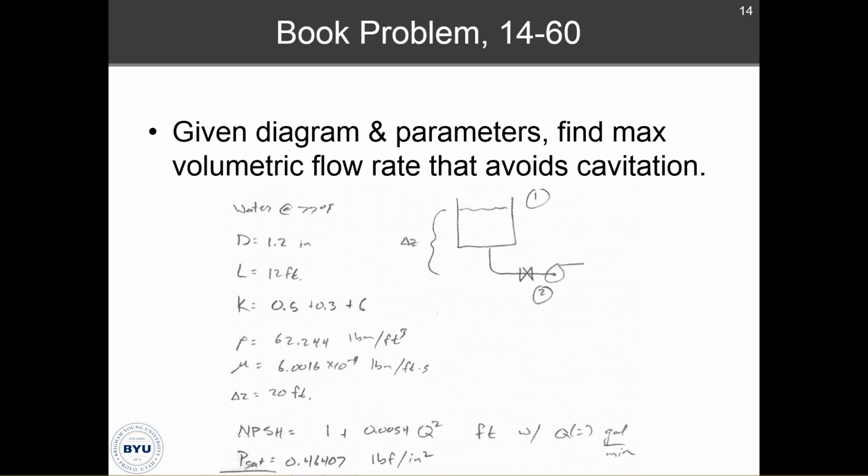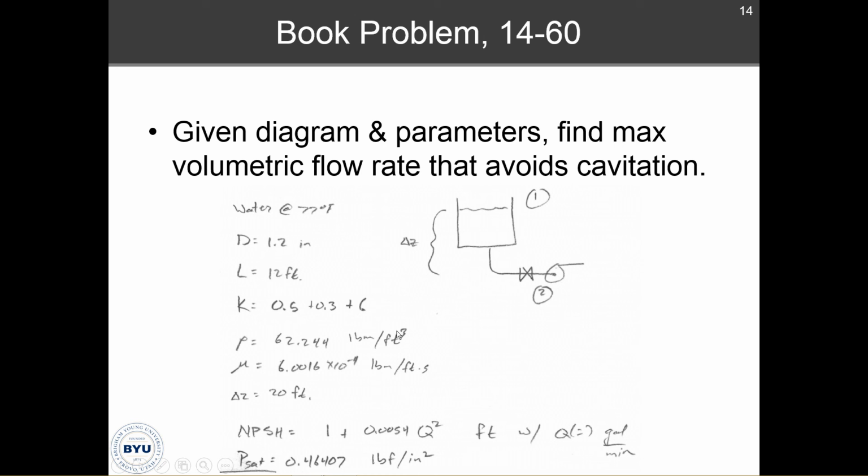Okay, so we start off by giving you this diagram and illustrating that your points are here and here. We define the diameter as 1.2 inches, the length is 12 feet. We have the minor loss for the entrance, for the bend, and for the valve.